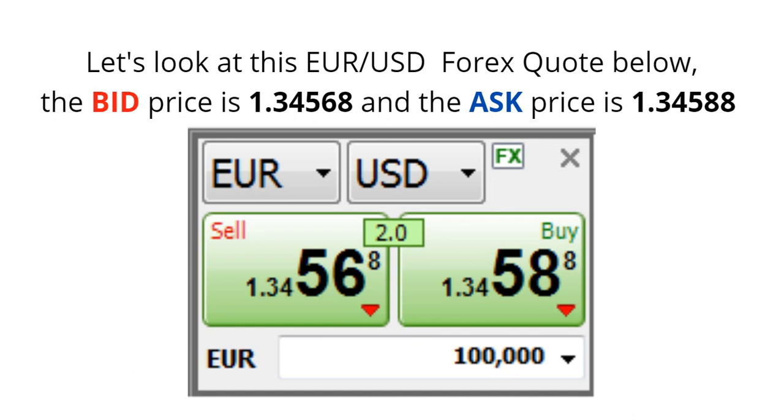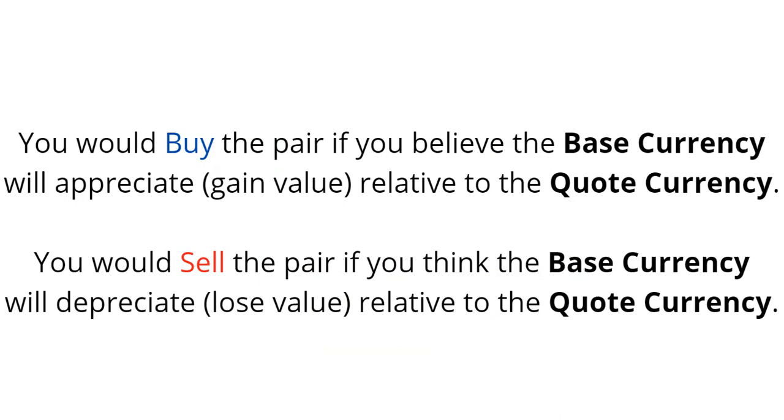So I hope this lesson was helpful, and I hope you got value from this lesson, guys. And just to put it all together, remember that you would buy the pair if you believe the base currency will appreciate or gain value relative to the quote currency. And you would sell the pair if you think the base currency will depreciate or lose value relative to the quote currency.